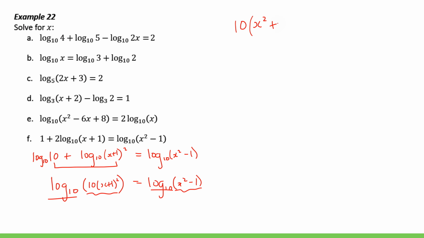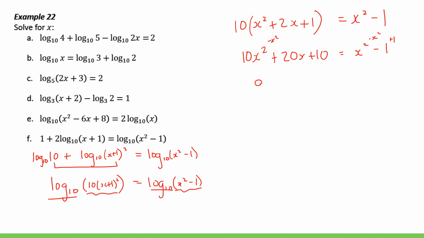I'm just going to start expanding straight away. And I can see that I have to solve a quadratic, so I need to get everything to one side. So I'll be taking the x squared over and the 1 over. So 10x minus 1x squared is 9x squared. And then 10 plus 1 will be 11.